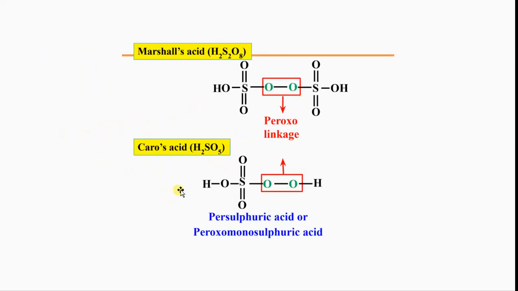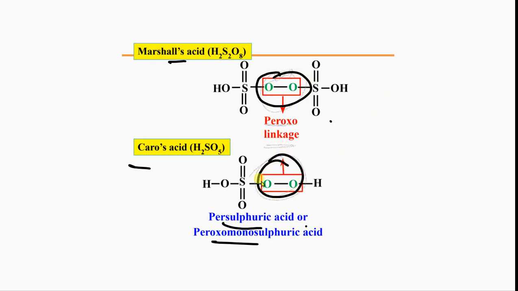Let us have the clear structure here. So this is called a peroxo linkage. This is called Caro's acid or peroxymonosulfuric acid or persulfuric acid. And here this is Marshall's acid or peroxydisulfuric acid. This is peroxydisulfuric acid, and this is peroxymonosulfuric acid. So here this is a peroxo linkage. Got it?